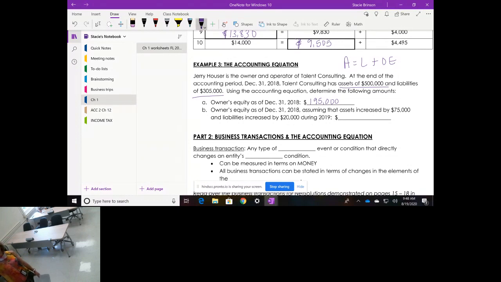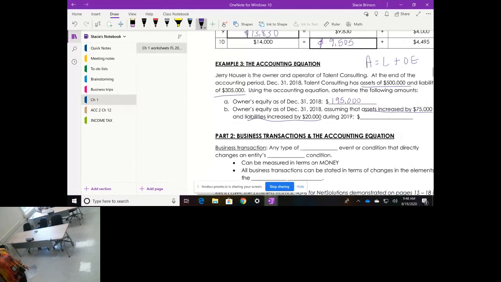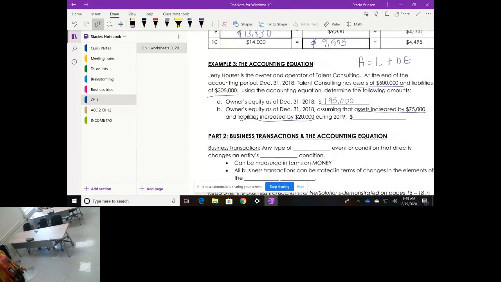All right, what about B? Assuming that assets increased by 75 and liabilities increased by 20, now what would his equity be? You're going to take your 305 in liabilities and add that 20. So now you've got 325 for liabilities. And you're going to add 75 to your assets. You've got 575. How much? 250? Yep. That's it.